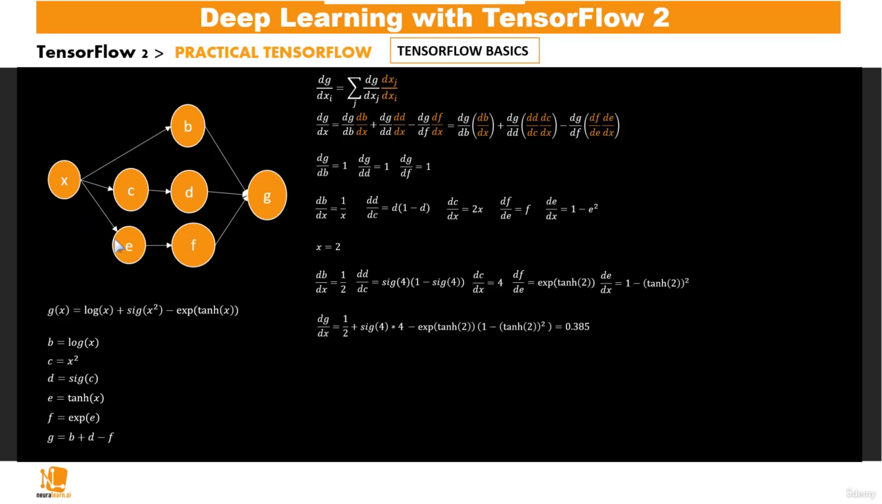Then we have de with respect to x, df with respect to e, dg with respect to f, dg with respect to d, dg with respect to b. So basically what we're doing is we're just moving through the graph and recording or taping all the gradients. And once this is done, we could calculate using that tape the gradient of any of these nodes or any of these values with respect to another value on another node.